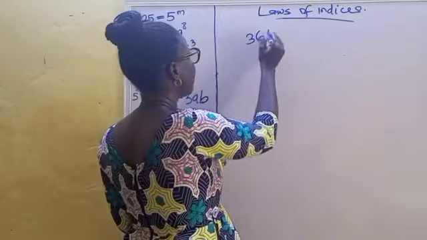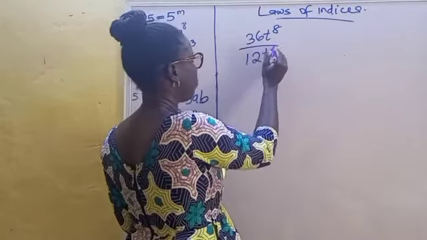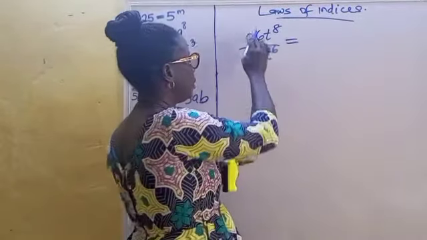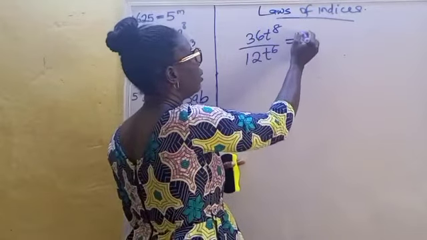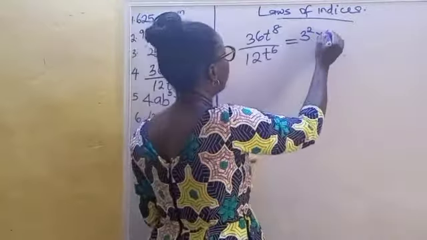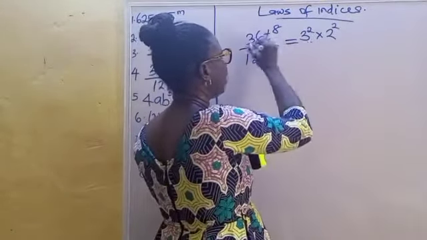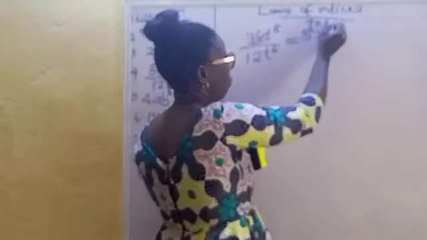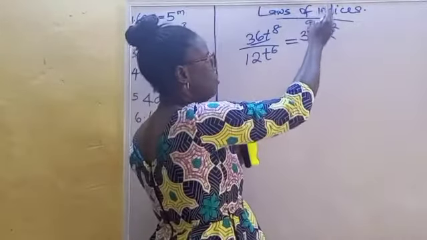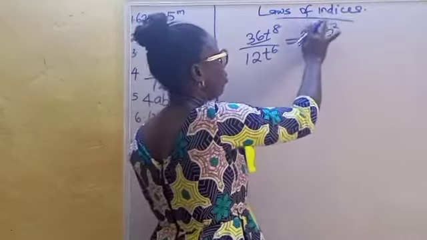Question 4, 36t raised to the power of 8 over 12t raised to the power of 6. If you are going to write this in index form, 36 is 3 raised to the power of 2 times 2 raised to the power of 2. Now, 3 raised to the power of 2 is because 36 is actually 9 times 4. So, obviously, 3 times 3 is 9, 4 is equal to 2 times 2. So, I use that notation over there.